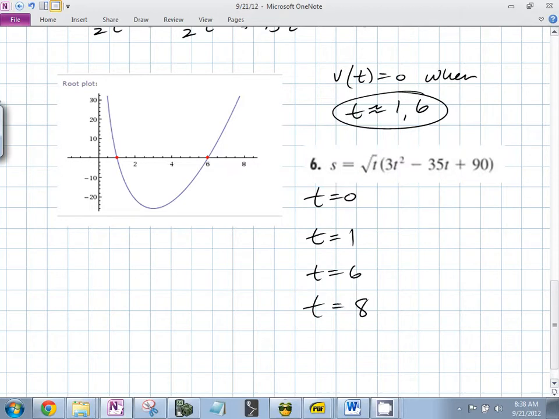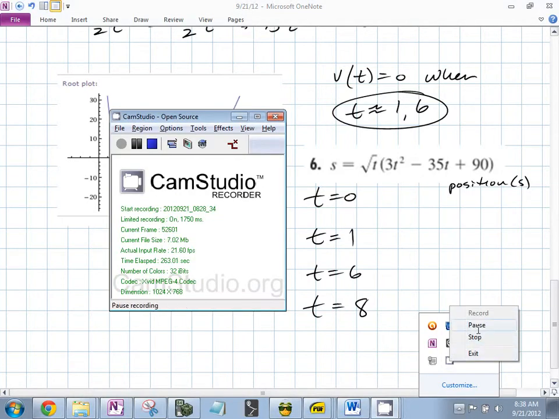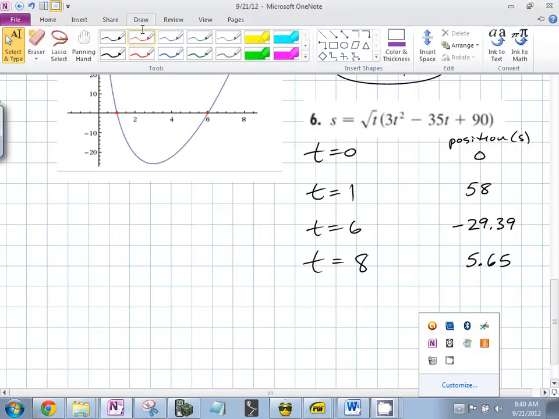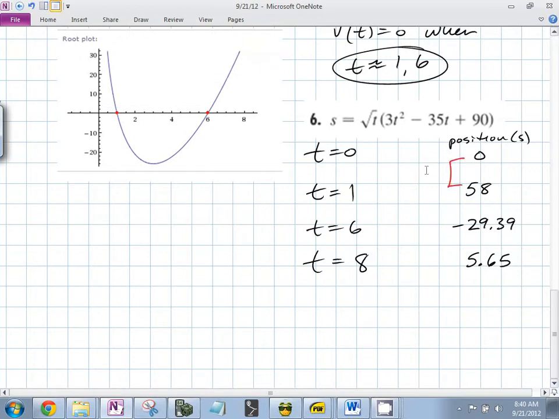Find me the position at these 4 times. Nope. What's this distance traveled? 58. What's this distance traveled? It's 58 plus 29.39. And then what's this distance? 0.39 plus 5.65. You add them all together. Someone do that for me right now.